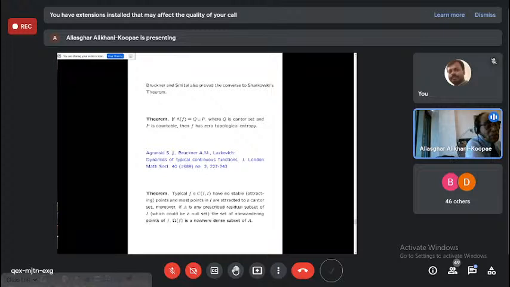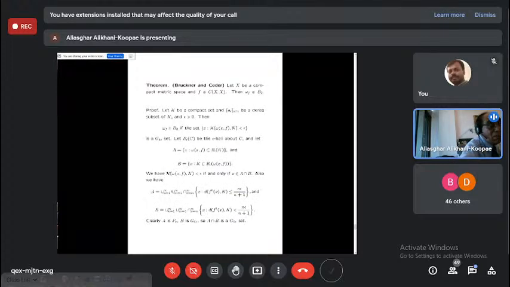Agronsky, Bruckner, and Laskovich, "Dynamics of typical continuous functions", had shown this one. We went over this. It shows that the omega limit set of f, we can make it a set of measure 0 if we want to, or a subset of a set of measure 0.